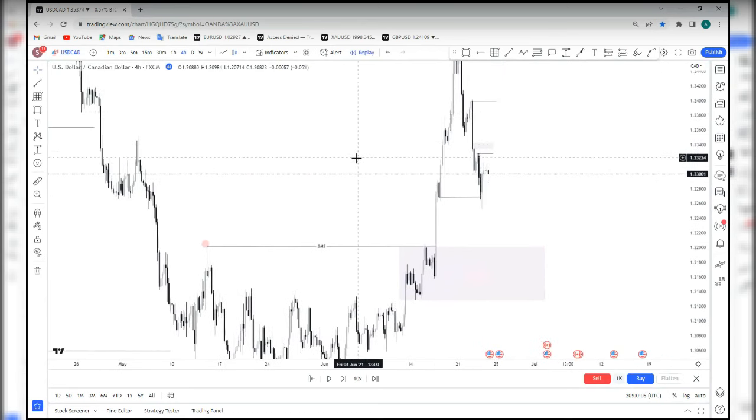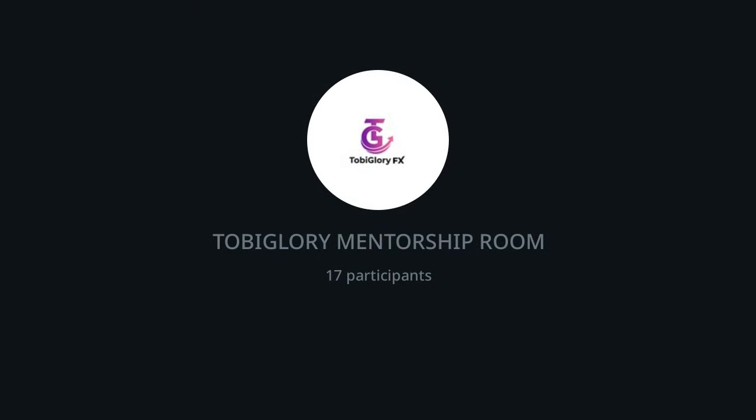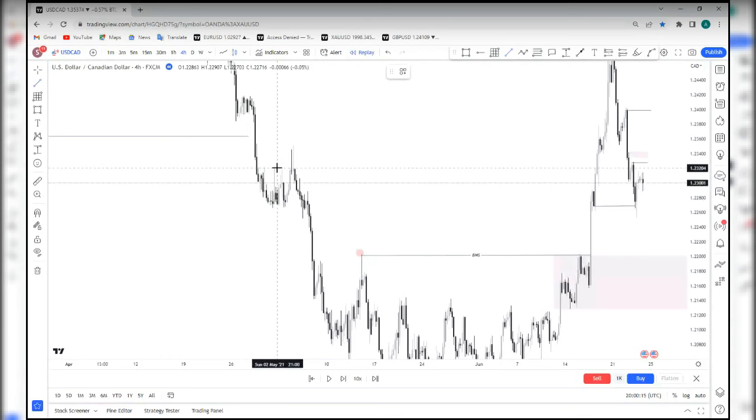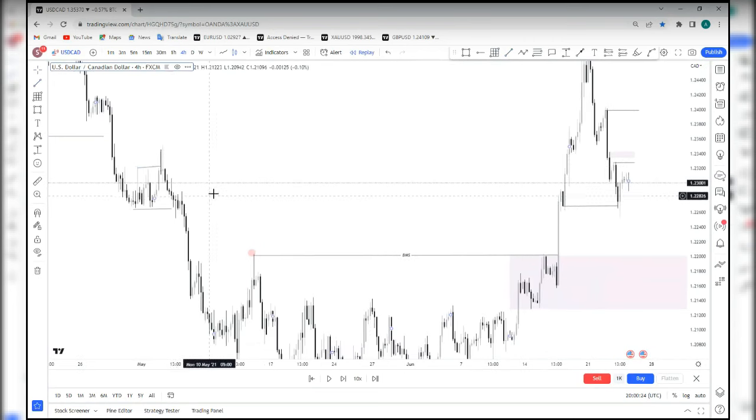Now, look at this area. Look at this area. We have a sweep of liquidity and break of market structure. Now, this area did not mitigate. This place is a strong high. This place did not mitigate before the market broke out.